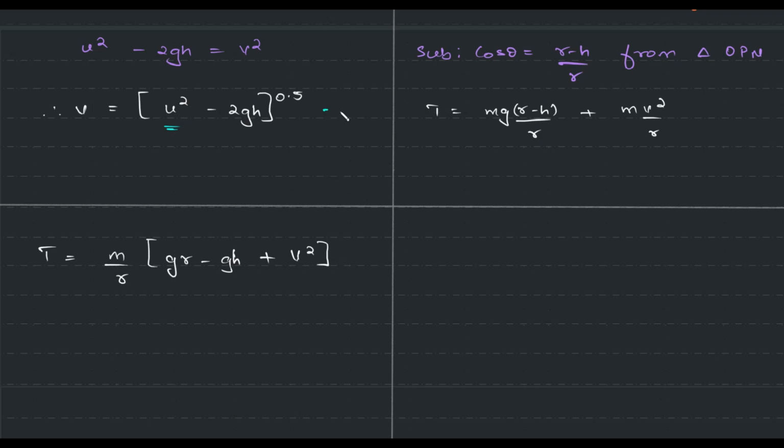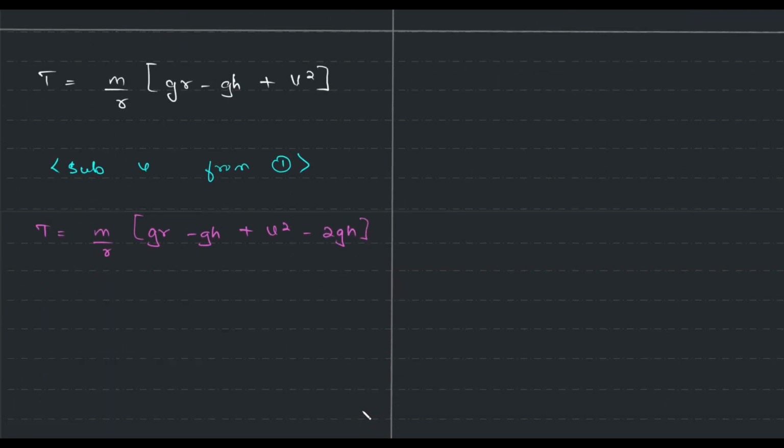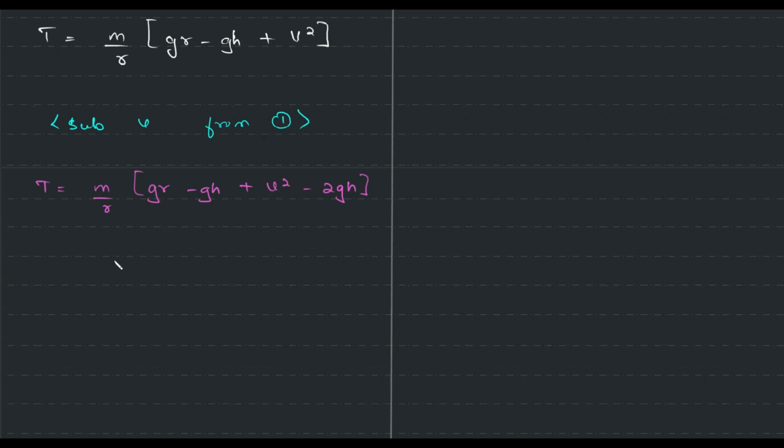So what will we do? We'll take equation 1 and substitute for v square from 1. So we have T is equal to m by r, gr minus gh plus u square minus 2gh. So a bit of rearrangement, and we can see that the tension in the string is not a simple value.